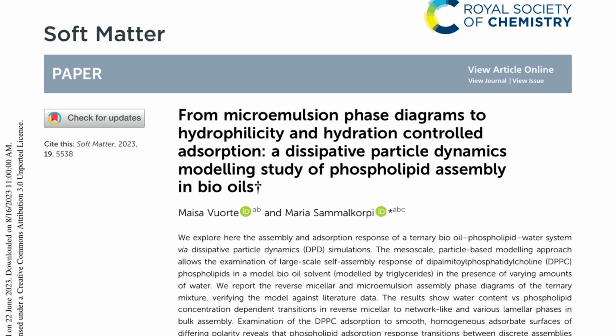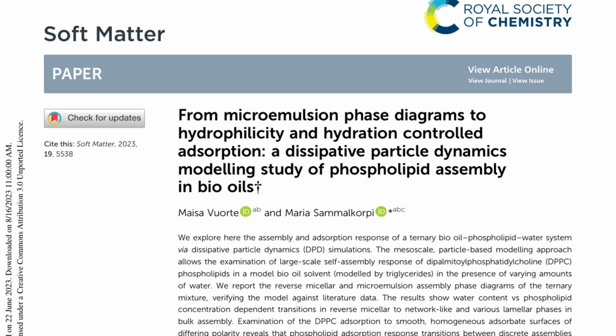The water content in the system plays a crucial role in controlling the characteristics of microemulsions and reverse micellar systems, affecting surfactant aggregation, micelle swelling, and phase separation. The introduction mentions the gap in understanding the assembly response of phospholipids in bio-oils, particularly triglycerides, and the need for computational modeling to address this gap.